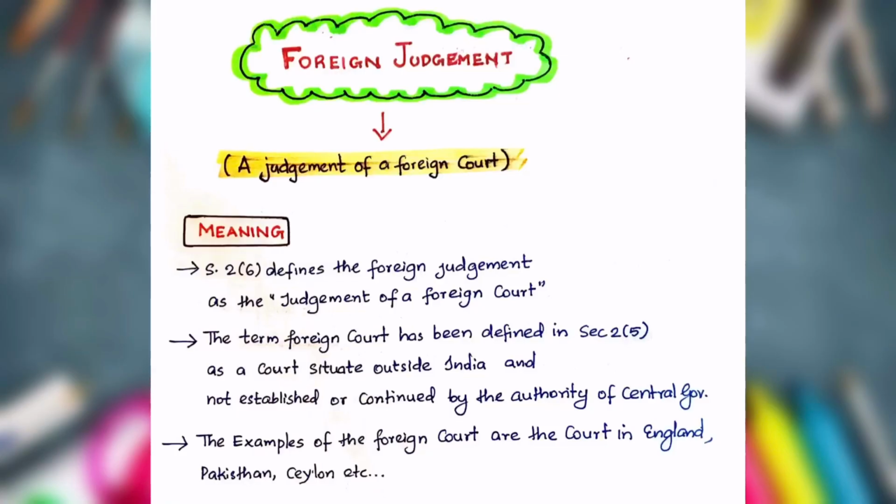Foreign judgment is a judgment of a foreign court. Section 2 subclause 6 defines the foreign judgment as a judgment of a foreign court. The term foreign court has been defined in Section 2 subclause 5 as a court situate outside India and not established or continued by the authority of the central government. Examples of foreign courts are the courts in England, Pakistan, Ceylon, etc.